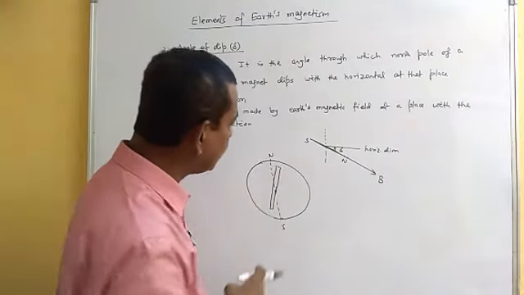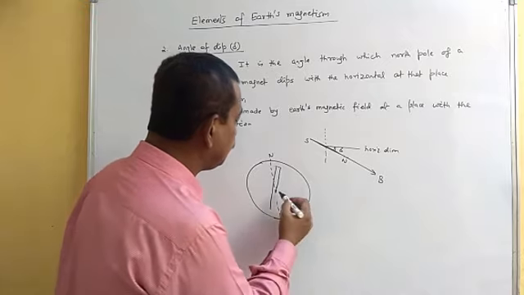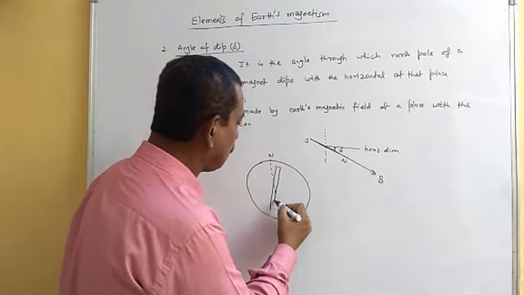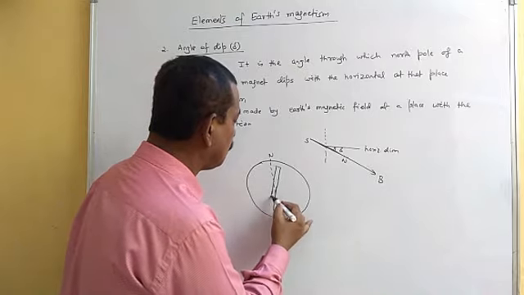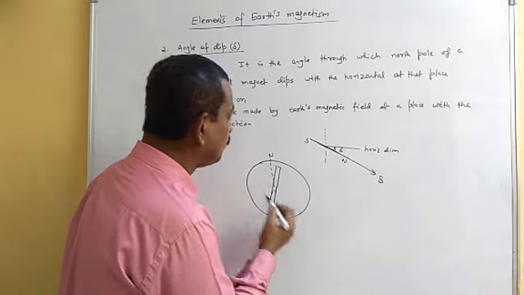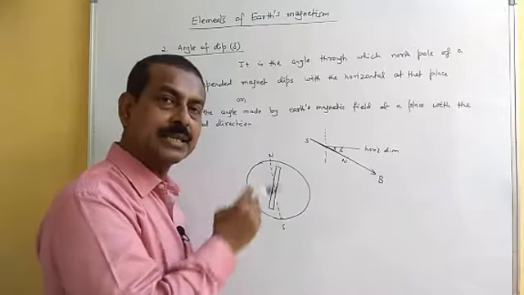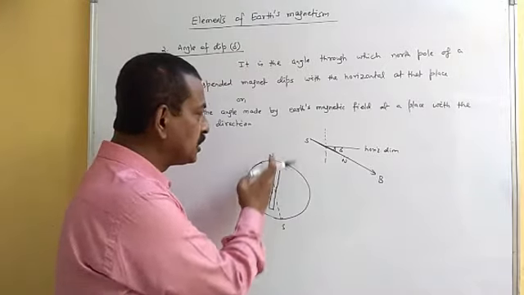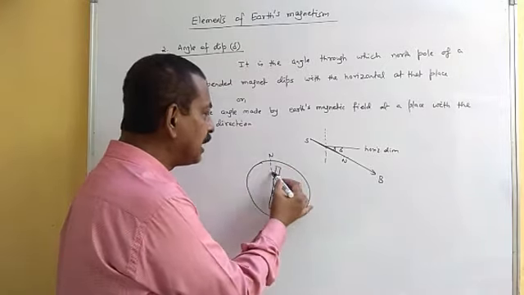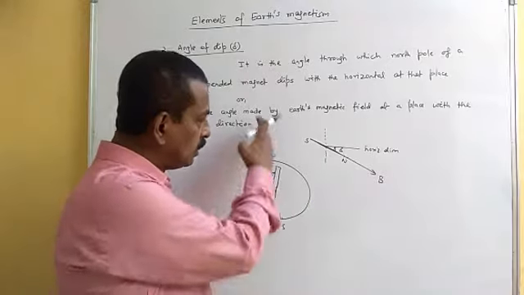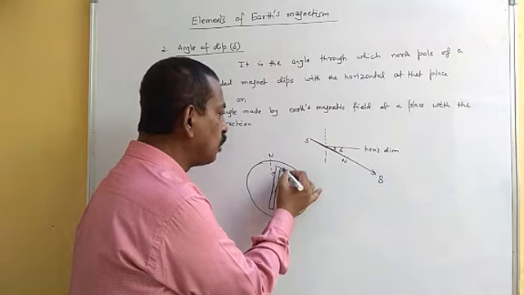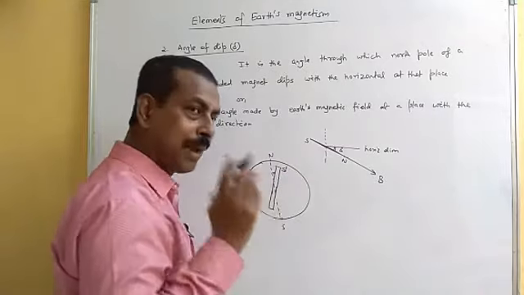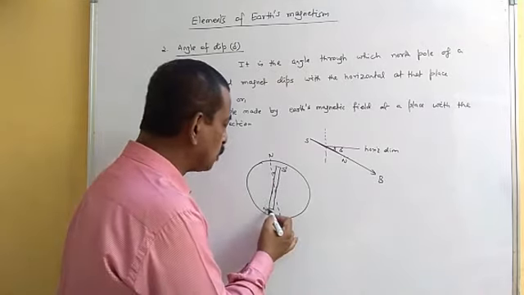The imaginary magnet inside the Earth will have orientation something like this. That means it is inclined at some angle with the geographic north-south direction. This is the south pole of the imaginary magnet inside the Earth, and this is the north pole.